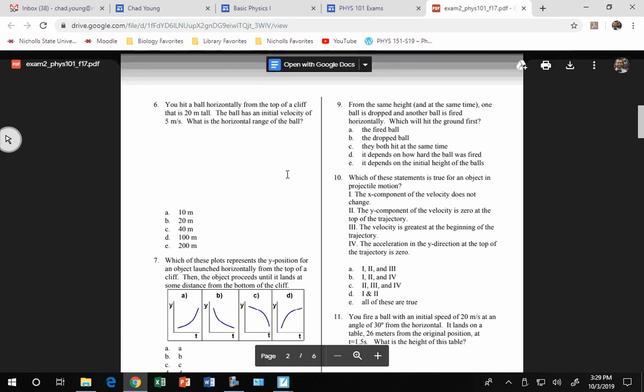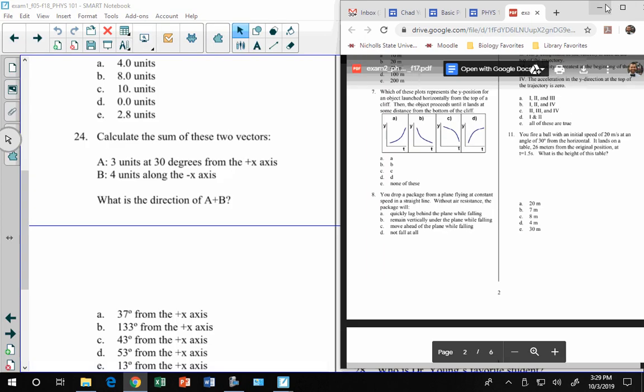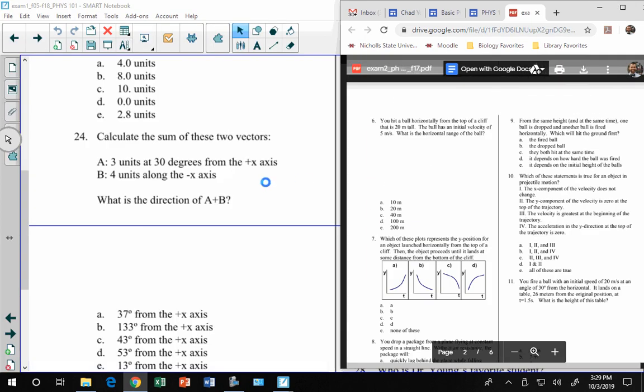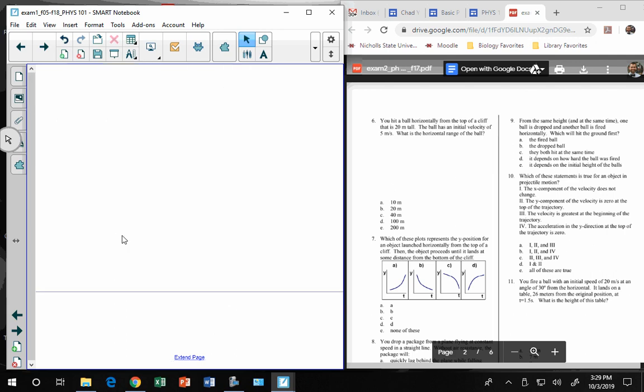You'll have a problem like this where it's a horizontal projectile motion problem. You want to work that? Okay. Yeah, you will have that. It's a little bit easier than the others. You hit a ball horizontally. Can you read that? I can zoom in.